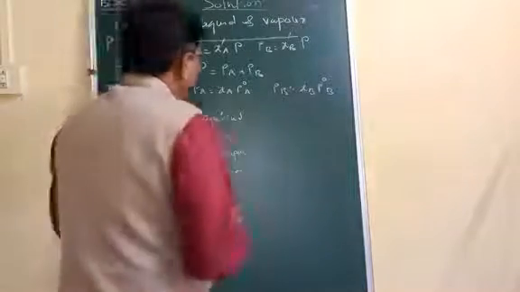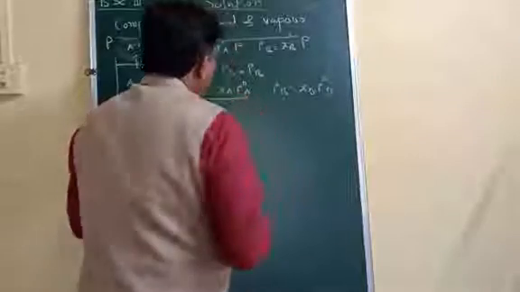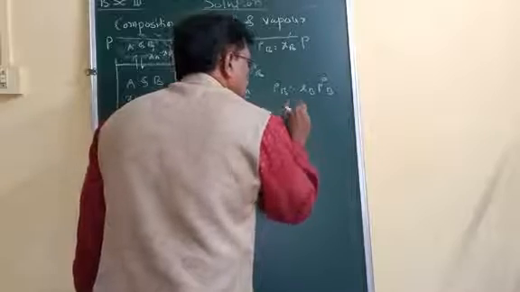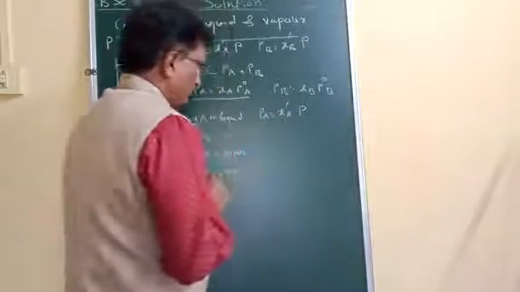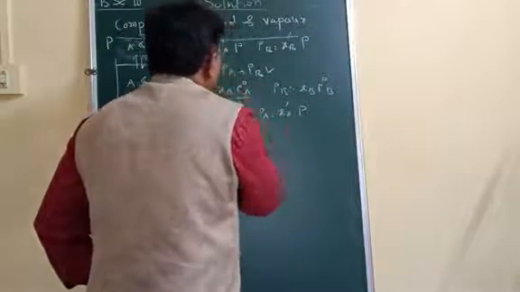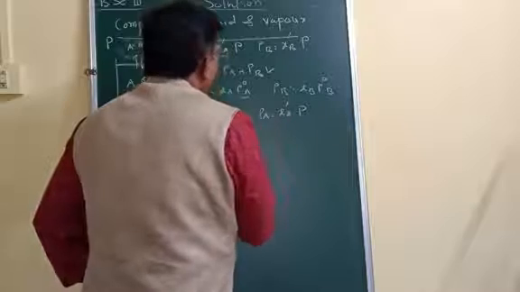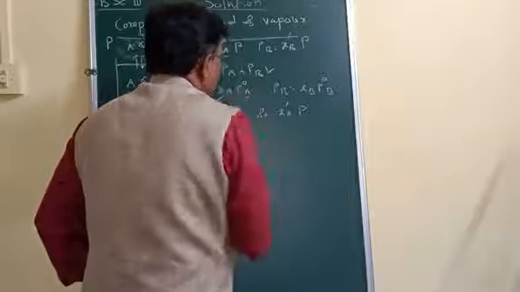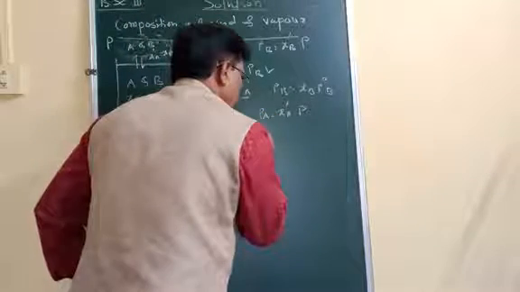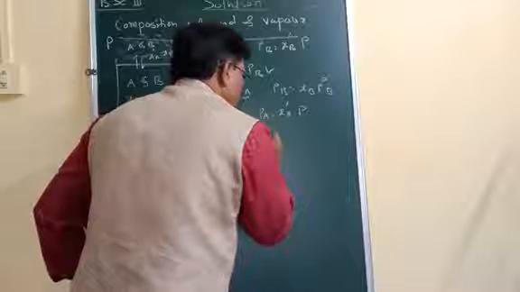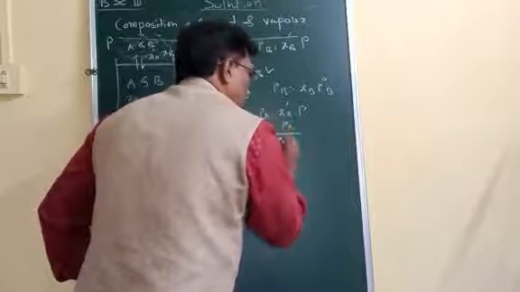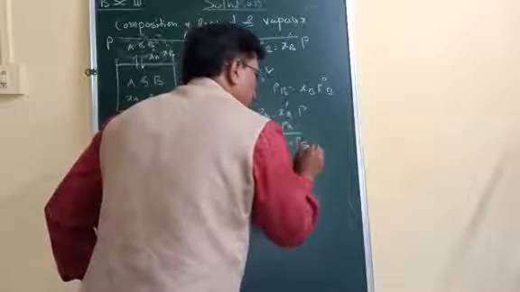Now, if we consider this equation, that is PA is equal to X dash A into P, then by considering this equation and with the help of these two equations, we can write this X dash A is equal to PA upon P, and P means what? PA plus PB.